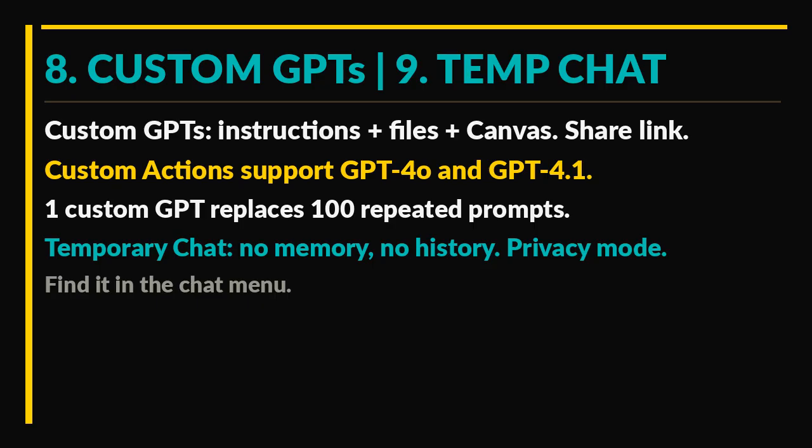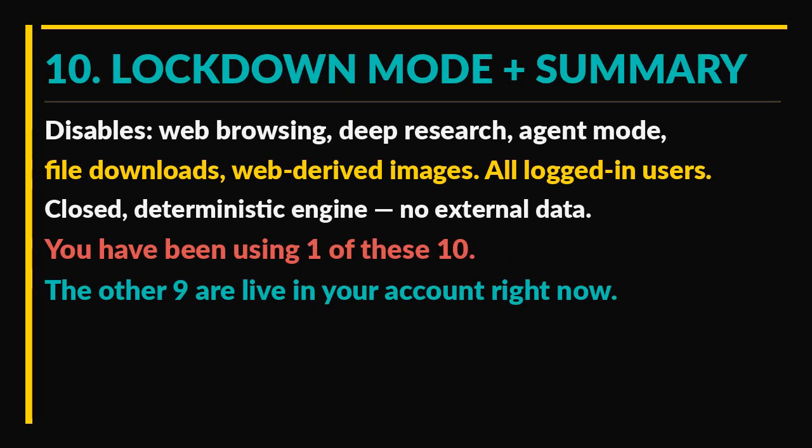Step 10. Lockdown mode. If you are in a regulated environment or need to prevent ChatGPT from using live web data, legal research, sensitive financial analysis, Lockdown mode disables live web browsing, deep research, agent mode, file downloads, and some web-derived images. Available to all logged-in users, it is the setting that makes ChatGPT behave like a closed, deterministic reasoning engine with no external data access.